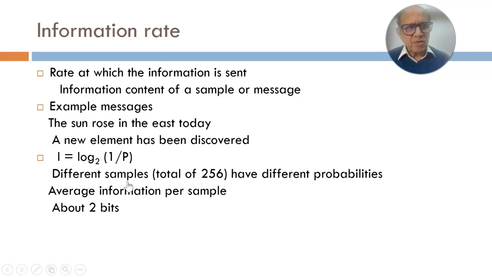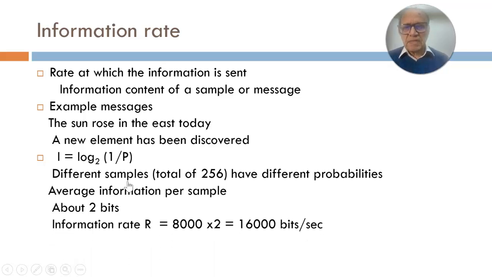So if the speech is coded into 8 bits, the average information in this sample of 8 bits is only 2 bits. So clearly, the information rate differs. We said that the speech was sampled at 8,000 samples per second, and the bit rate was 8,000 into 8, that was 64k. But this 8-bit message contains only 2 bits of information. So the information rate is not the same as the bit rate. The information rate then will be 8,000 samples per second multiplied by 2 bits per sample. So this is 16,000 bits per second.